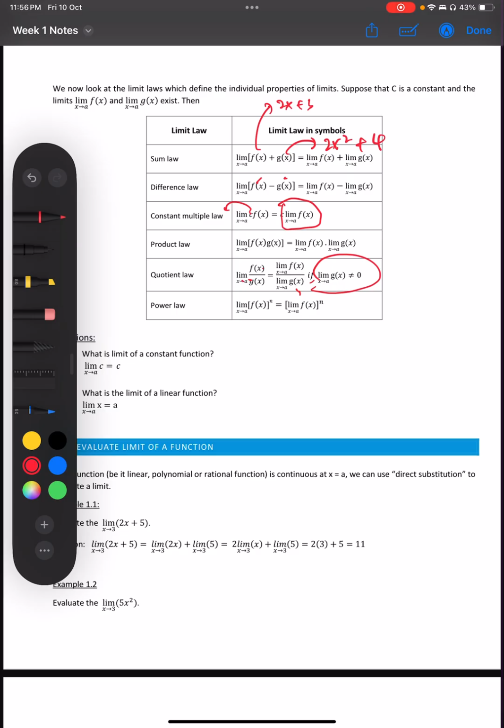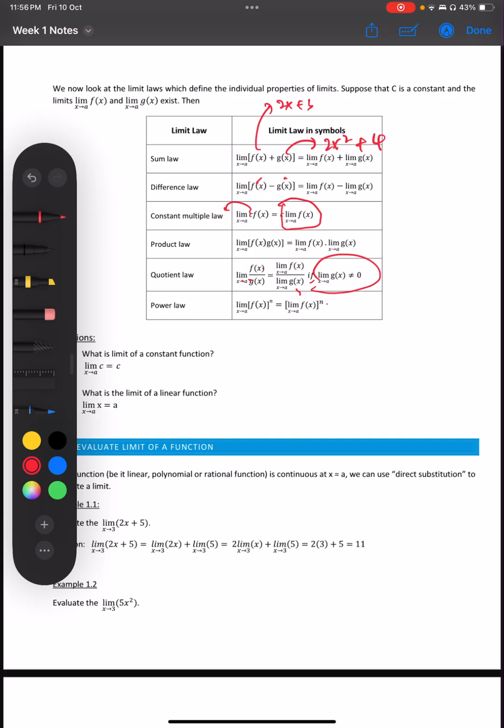Power law is the same as the constant multiple law just now. You can take the limit of that function first, and then raise it to the power. Meaning that, let's say it's power 2 or power 3 and so on.